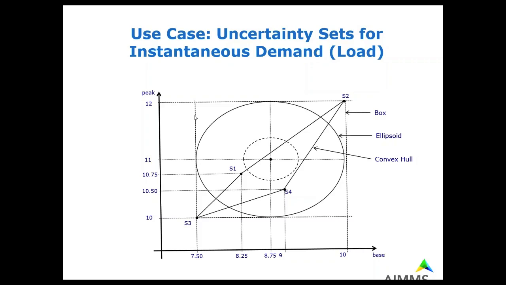And of course, we can also vary the level of uncertainty, so we can consider larger ellipsoids or smaller ellipsoids. The larger our uncertainty set is, the more conservative our solution will be, because we require our solution to be feasible for many more data realizations.